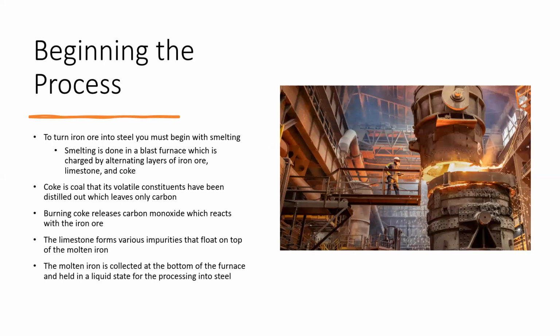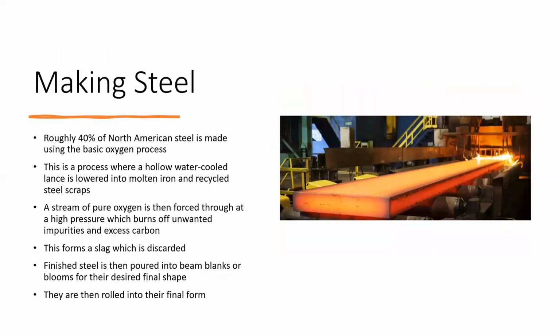Molten iron is collected at the bottom of the furnace and held in a liquid state for processing into steel. Now, making steel. Roughly 40% of North American steel is made using the basic oxygen process. This is a process where a hollow water cooled lance is lowered into molten iron and recycled steel scraps.